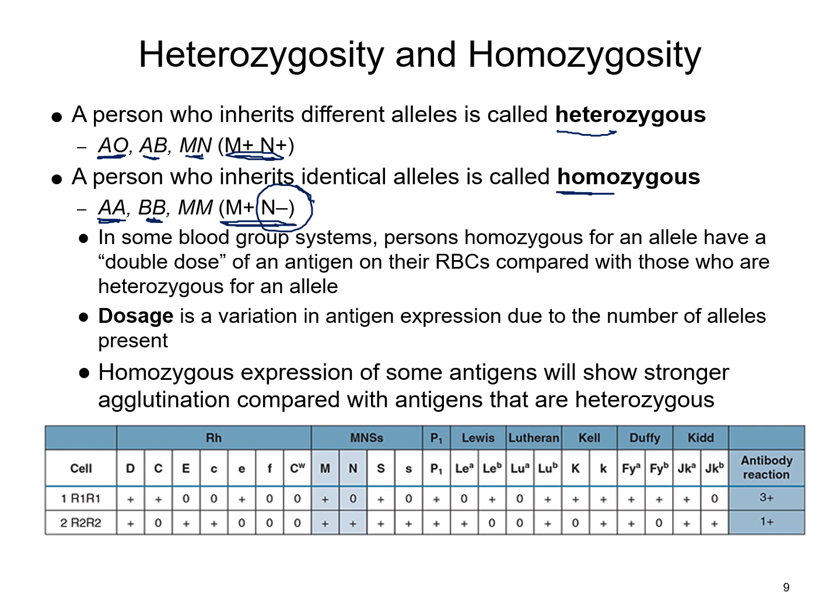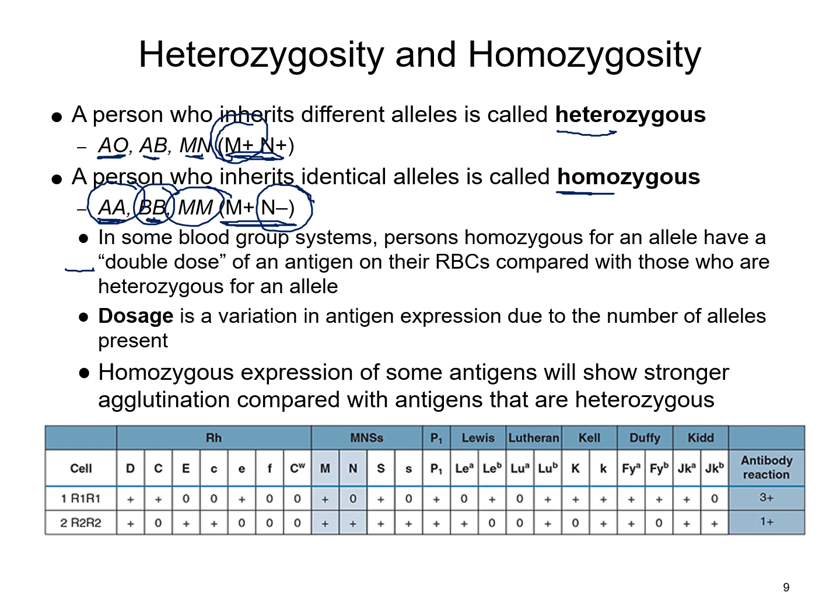So in some blood group systems, persons are homozygous for an allele, meaning they have a double dose of that allele. You can see here they have a double dose of that A, a double dose of that B, and a double dose of that M. So those antigens on those red blood cells are expressed with that double dose compared to those who are heterozygous for an allele. If they're heterozygous, they don't have as much expression of that antigen.